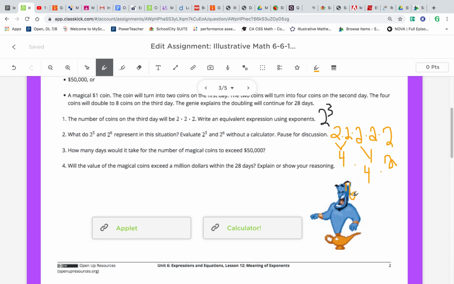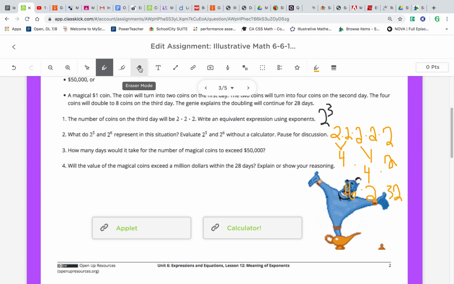Gonna have to write on the Genie here for a little bit. Sorry, Genie. And then 16 times 2, that's 32. All right, so 2 to the 5th power would be 32. 2 to the 6th power, you're just going to be doing 32 times 2, and that's 64. All right, so that's how that works out.